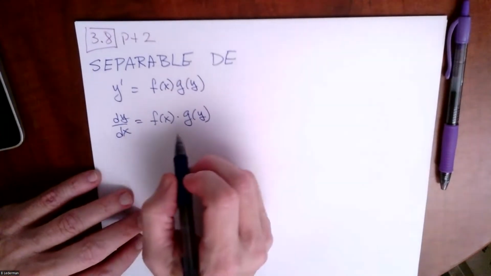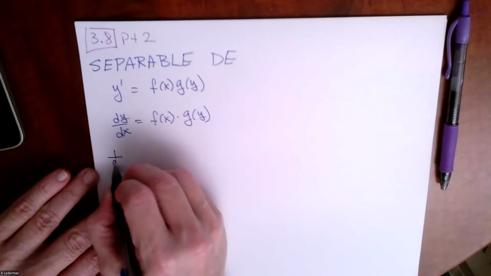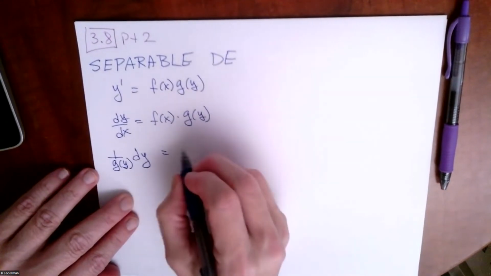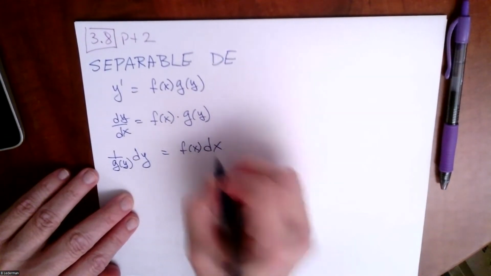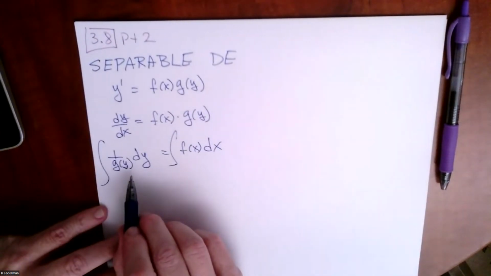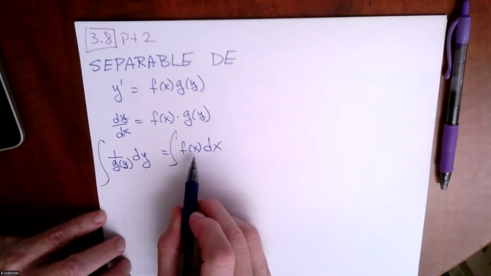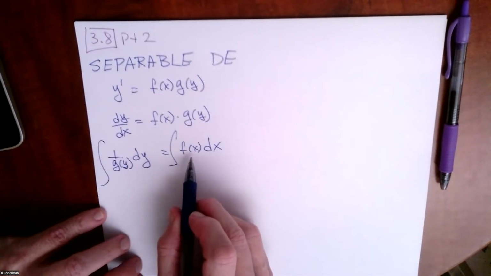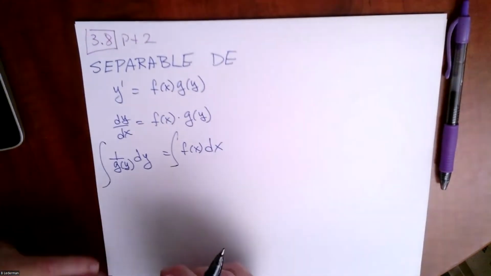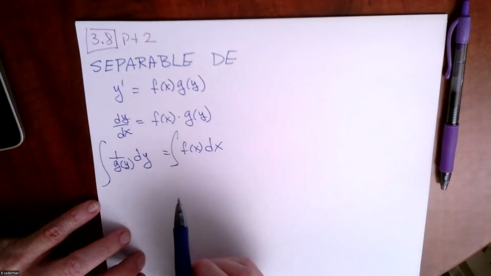And now what I could do is sort of cross multiply, if you will, and I could say 1 over g of y times dy equals f of x dx. And now I can integrate both sides. Of course, that's assuming that f of x is a function I'm able to find the integral of, and if 1 over g of y is a function where I'm able to find the integral, that obviously helps a lot. A lot of times it will be, and it'll be a much easier way to solve the differential equation.